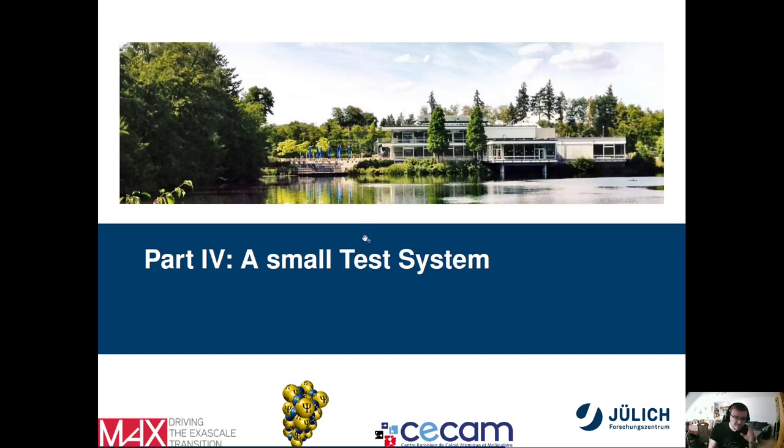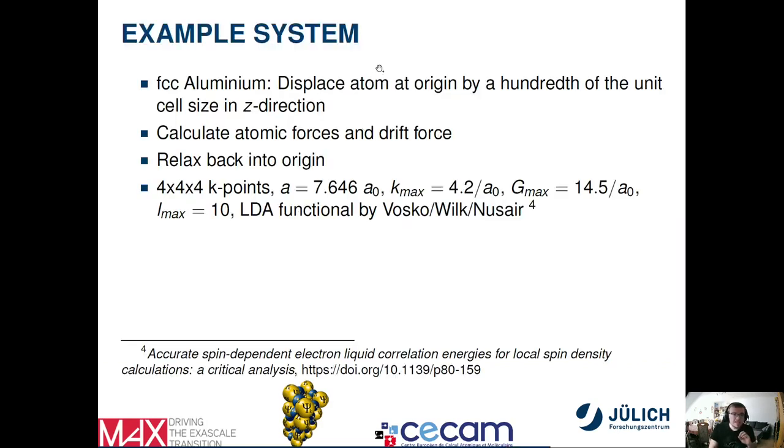And now I want to show you just a very small test system as a proof of concept that our forces work. And this is going to be FCC aluminum. Quite boring, I know, but I just want to highlight the main features. We're going to take it as a simple cubic setup with a 4-atom basis, and we're going to displace the atom at the center of the system at 0, 0, 0 a little bit to the positive z direction. Then we're going to calculate the forces and do a relaxation run to see that it hopefully quickly relaxes back into the origin, which should very clearly be dictated by the symmetry of the other atoms.